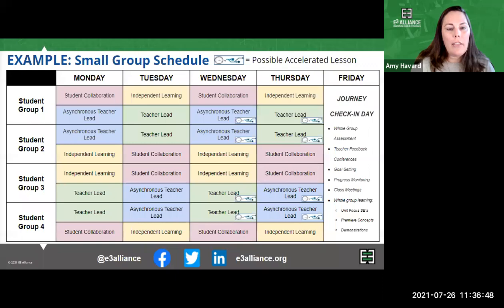So again, thinking back to the previous slide where we detailed out what each of these 4 small group experiences might be, you'll notice that throughout the week, each student group experiences a variety of different learning environments, and most of those learning environments are focused on the current unit of study. But you can see where the icon for acceleration is on a few of those stations. That's where the teacher is working in acceleration.